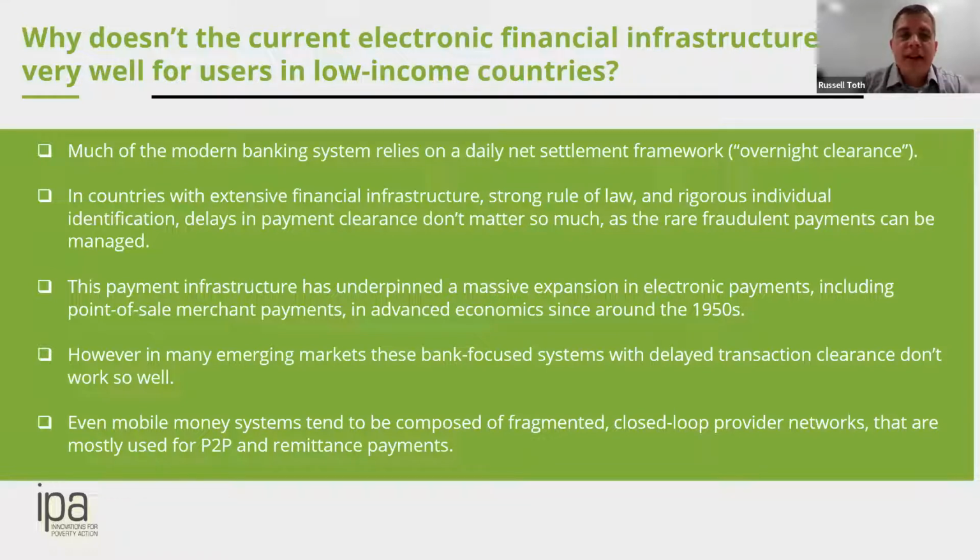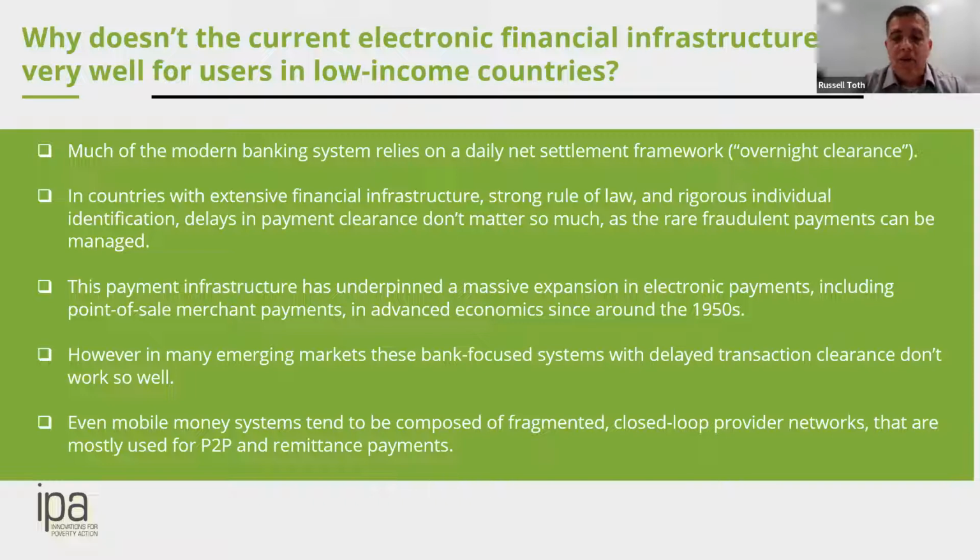So in countries with extensive financial infrastructure, strong rule of law, and rigorous individual identification, those delays in payment clearance can be managed to some extent. You can have controls for fraud, et cetera. And this payment infrastructure has underpinned a massive expansion in electronic payments, including merchant payments in advanced economies since around the 1950s. However, in many emerging markets, as many on this webinar, I'm sure, know, these bank-focused systems haven't done so well in driving financial inclusion. And part of the reason is that this delayed transaction clearance doesn't work so well for trustless payments like between merchants and consumers.